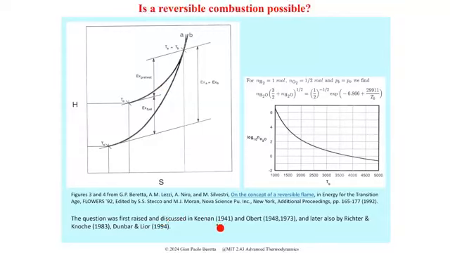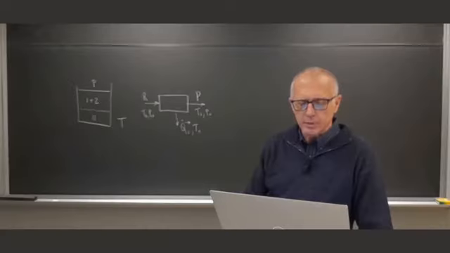These concepts are very theoretical, of course. Keenan brought up this question in 1940, 41. Also Obert, 1948, and then also 1973. And later on, every 10 years or so, people go back to this one. I haven't been following, so I don't know if the frequency of 10 years is still respected, but at least we are talking about it now.